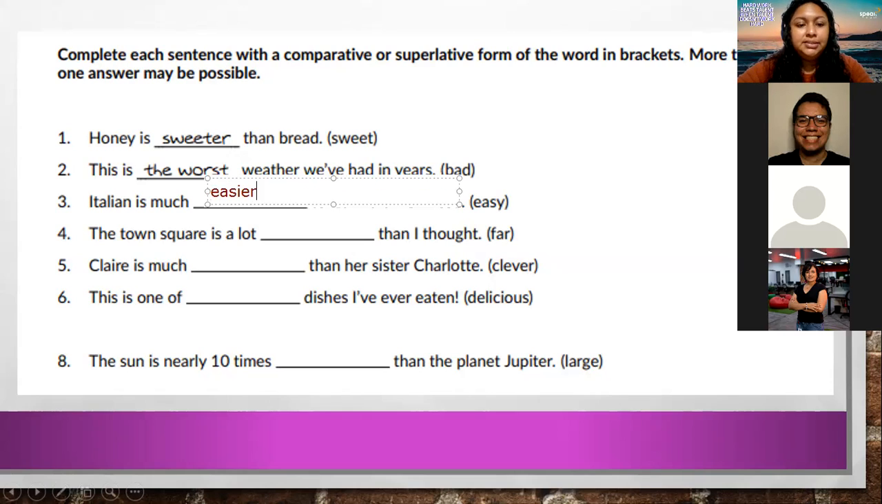So we say easier. Can you help me finish? Yeah, I would like to add that sometimes it's a common mistake that we used to say it's much easy, or it's more easy. Sorry, it's more easy.